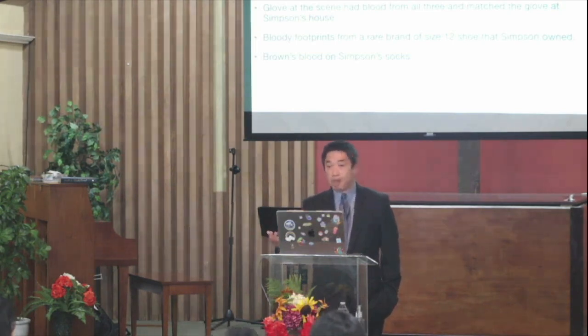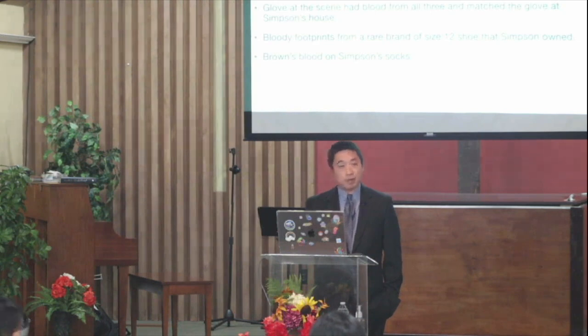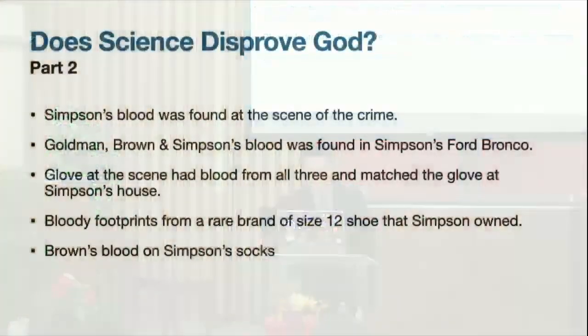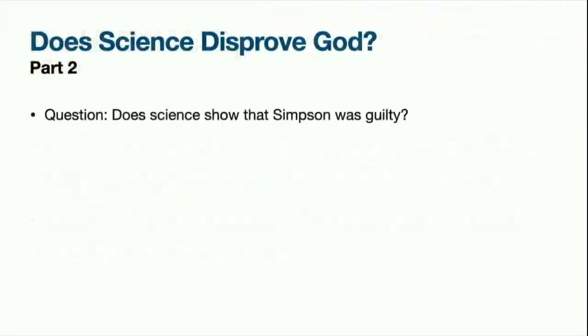So all of us are the same. All of us have a blood. Genetically, if we were to analyze our blood, there's a 1 in 21 billion chance that someone has our exact blood, genetically. All right? So, let me ask you this. Does science show that Simpson was guilty?